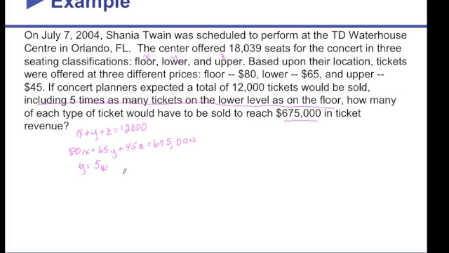Now, solving these, what I would actually do first is substitute this in to both equations. So I will have X plus, in place of the Y, 5X plus Z equals 12,000, or 6X plus Z equals the 12,000. That's one of my equations.